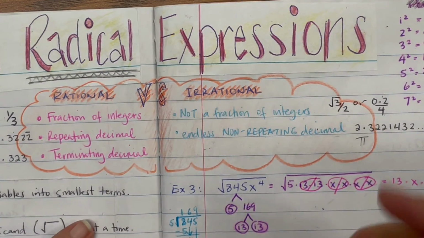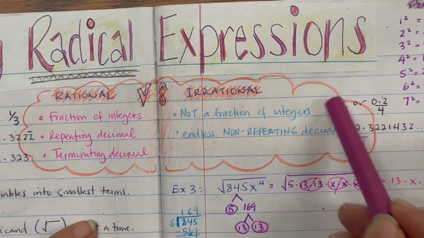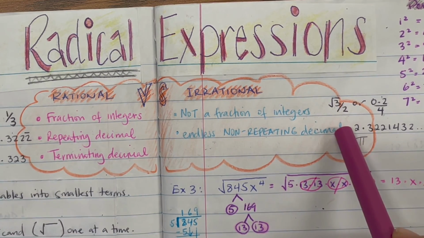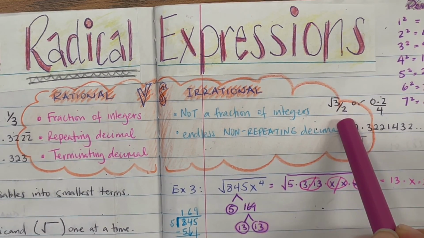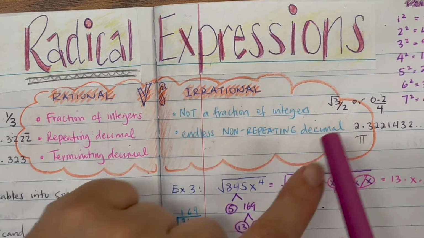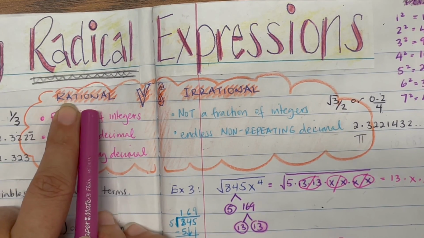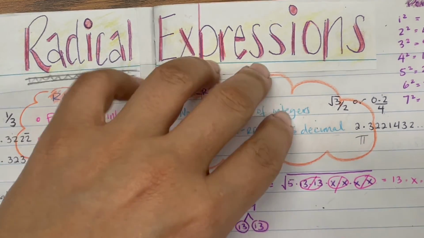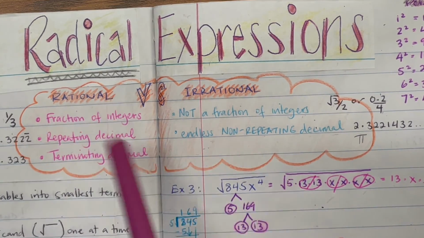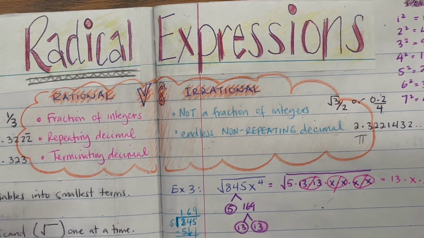Now, what you have to be careful is when you're looking at a fraction of integers, sometimes the radical simplifies. So first you got to simplify it and then see. So if you simplify it and it's still not an integer, then it's irrational. If you simplify the radical and it is an integer, then it's rational. So rational versus irrational. These 3 things must be true. So we're going to take a look at a couple of examples just to make sure you understand it.